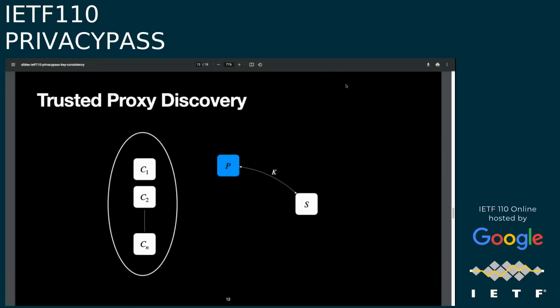So I'm going to go through a couple of examples of the different systems that might fall out depending on your trust model and your threat model. Starting with the trusted proxy discovery setup, which is perhaps the simplest one to reason about. In this particular case, there's some Good Samaritan proxy P that all these clients in this set trust. It syncs with the server to get the key K, and then simply gives that key to all clients in the set.